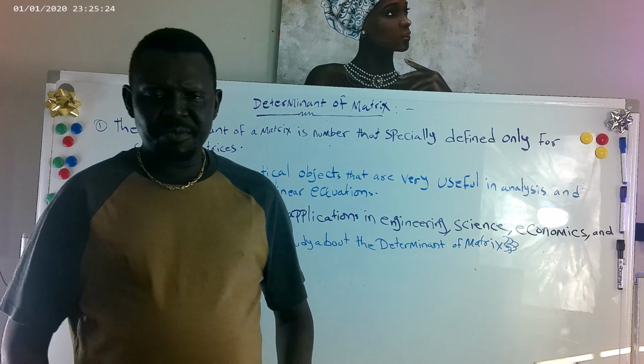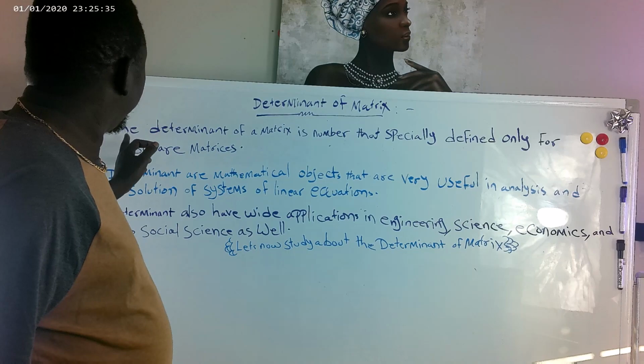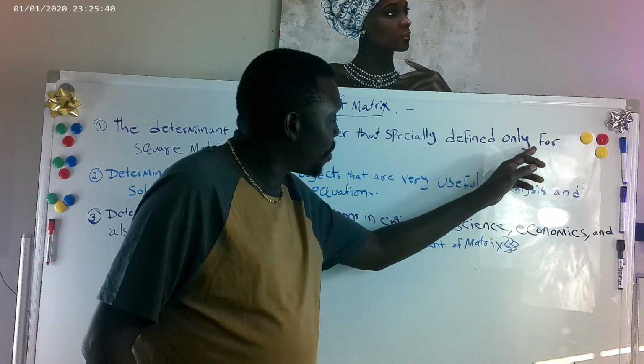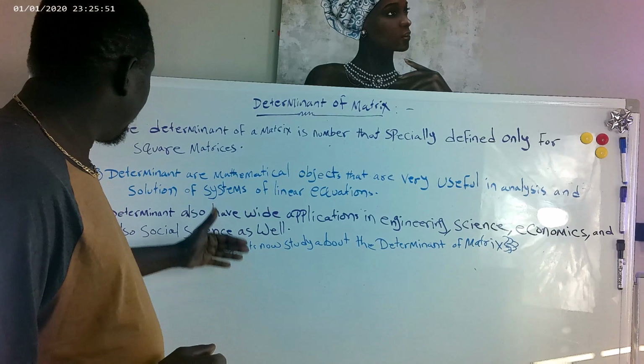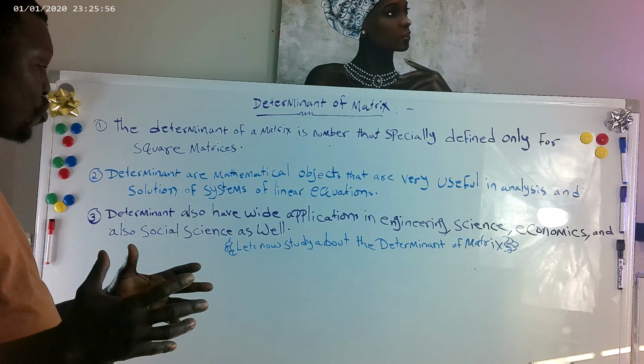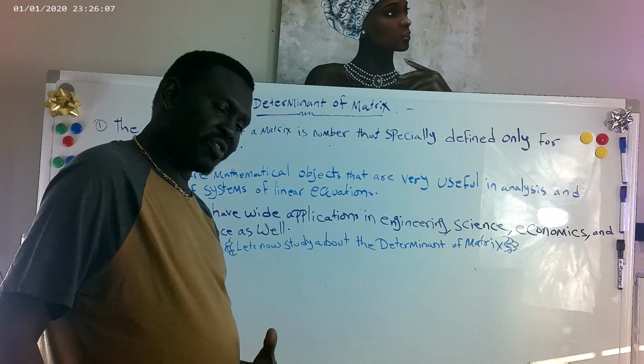I have something called determinant. Determinant of matrix. They say the determinant of a matrix is a special number, defined only for square matrices. When you see the determinant, it will help you with high and huge work, like somebody doing accounting or something big in finance, and also people in social science can use it.